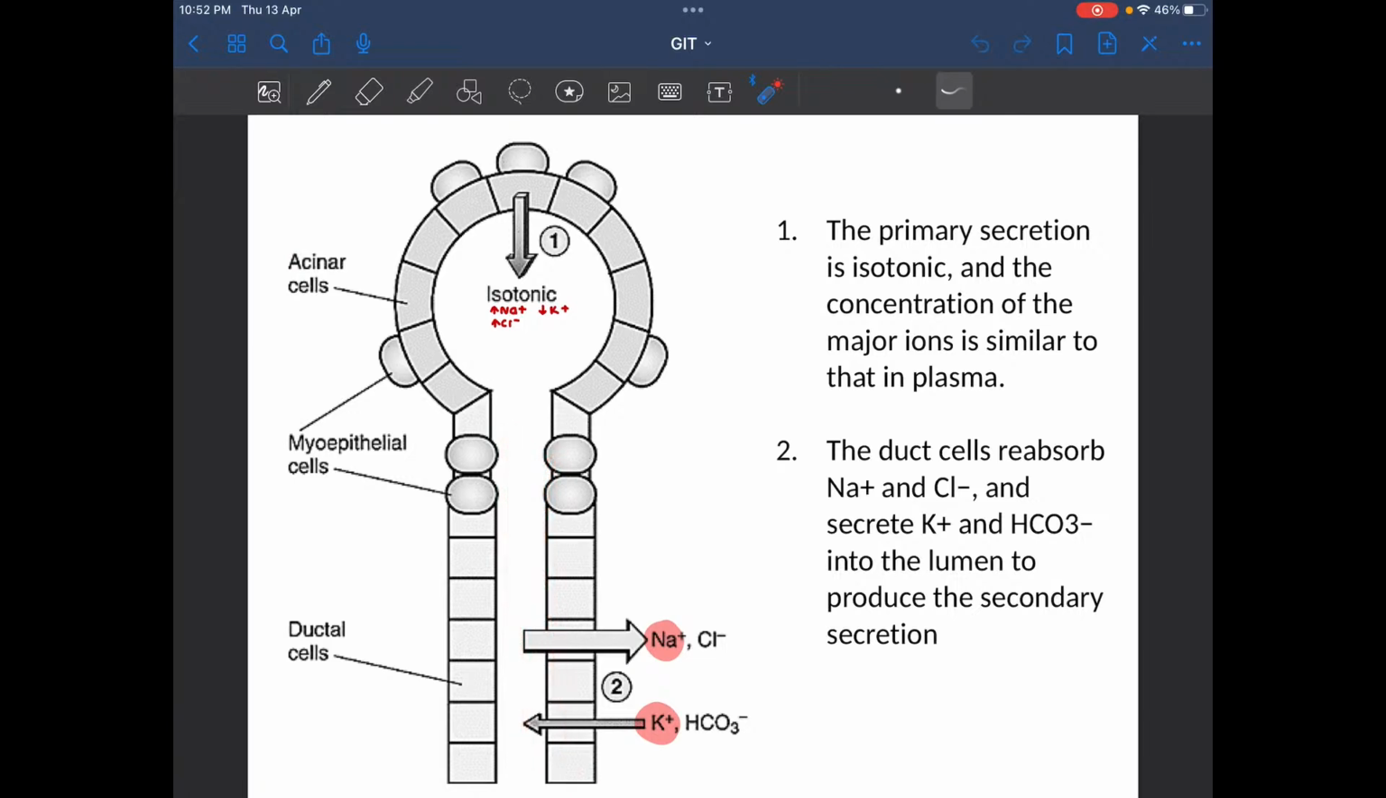Now what's going to happen is the duct is going to reabsorb sodium and chloride, and it's going to excrete your potassium and bicarb into it. Okay, a very important thing. It's going to reabsorb the sodium and chloride and secrete your potassium and bicarb. So this is your secondary saliva which you have formed after the ductal cell.